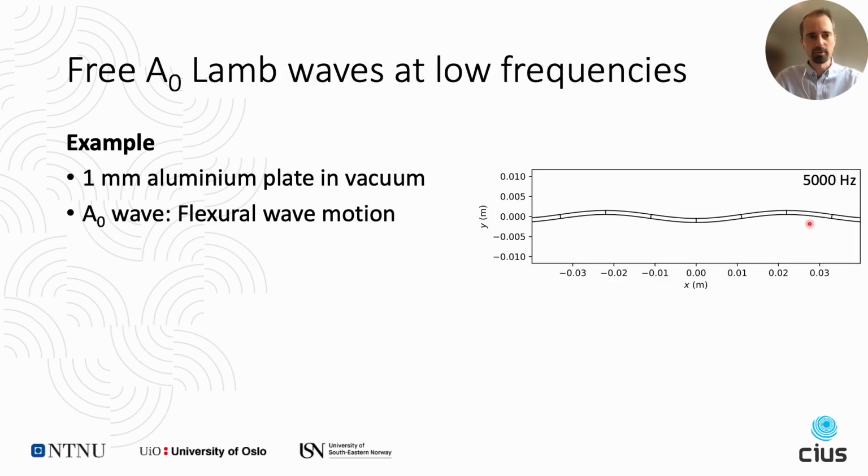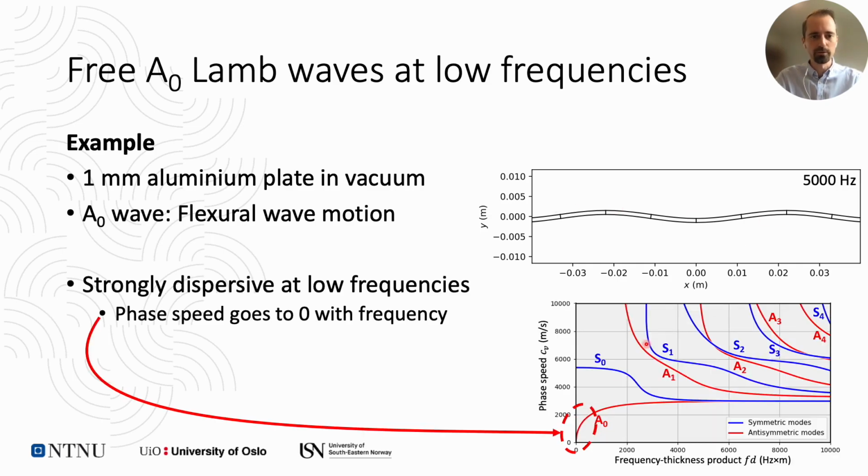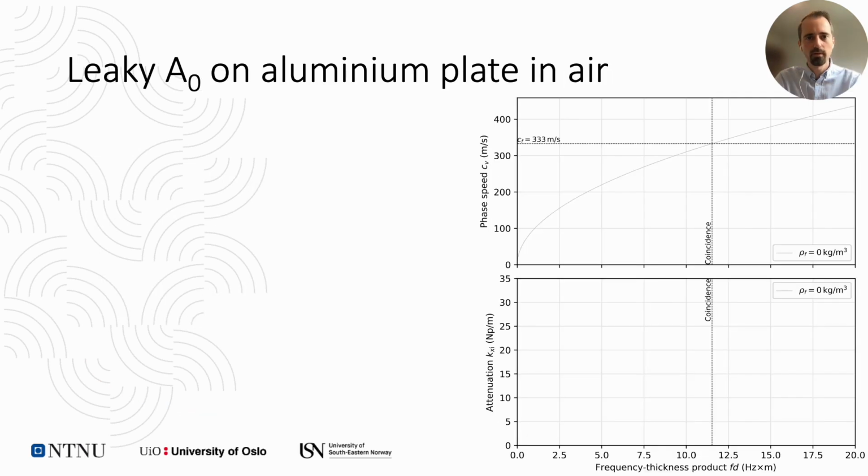Now let's look at a concrete example where we have a 1 millimeter thick aluminum plate in a vacuum, and on that plate we have an A0 wave, which is a kind of flexural wave, a bending wave. And waves like this at low frequencies are strongly dispersive. Unlike every other type of Lamb mode, their phase speed actually goes to 0 with the frequency. Now what happens if we change the vacuum to air?